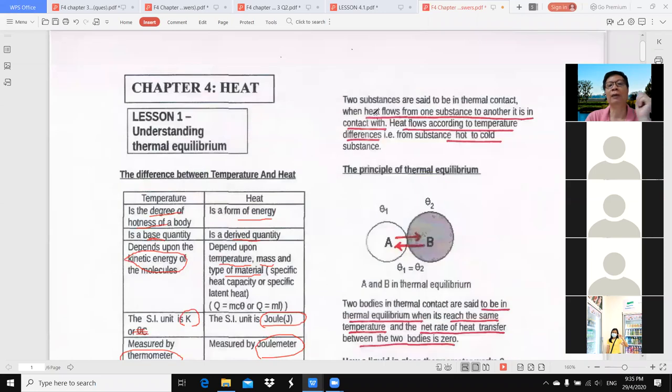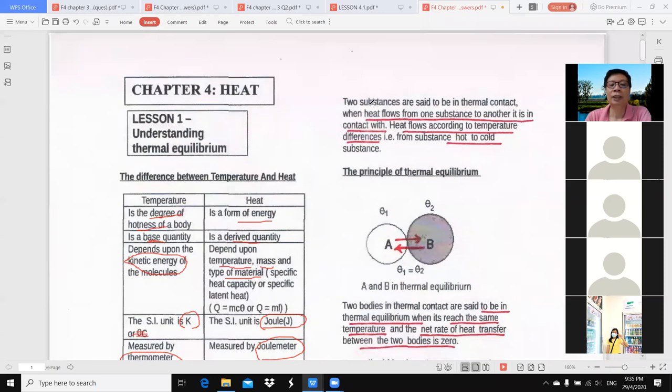Now, you can read here the meaning of thermal contact. Two substances are said to be in thermal contact, highlight, when heat flows from one substance to another. Heat usually flows according to temperature difference, normally from hot to cold. Heat flows from the hot to the cold substance.